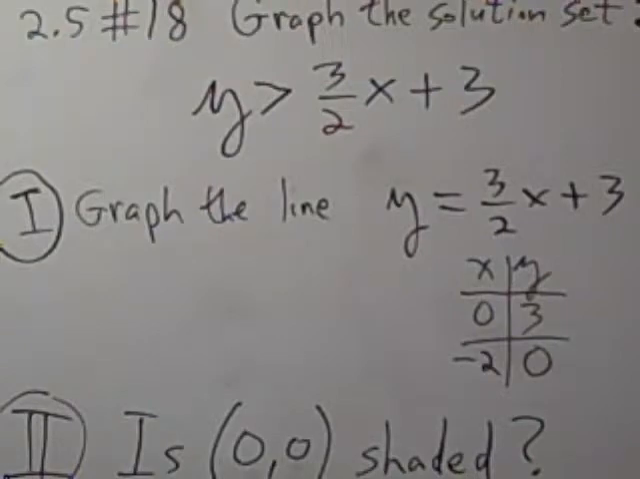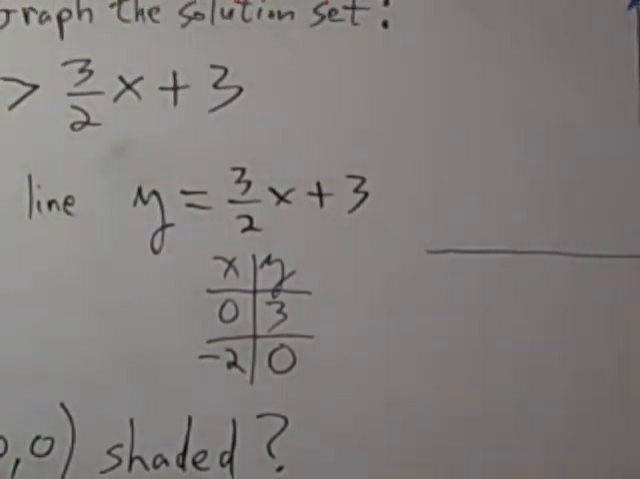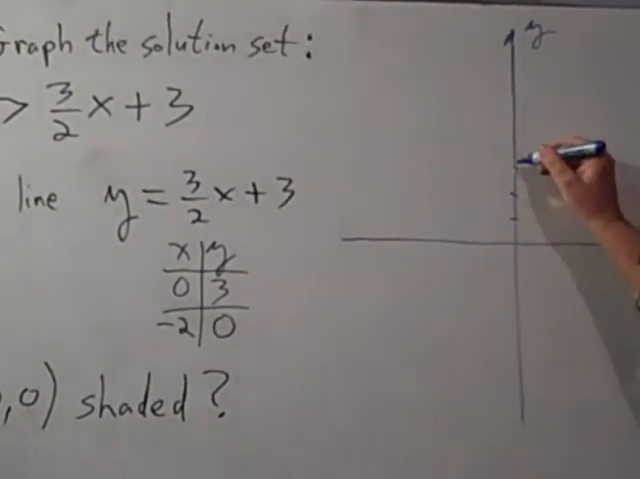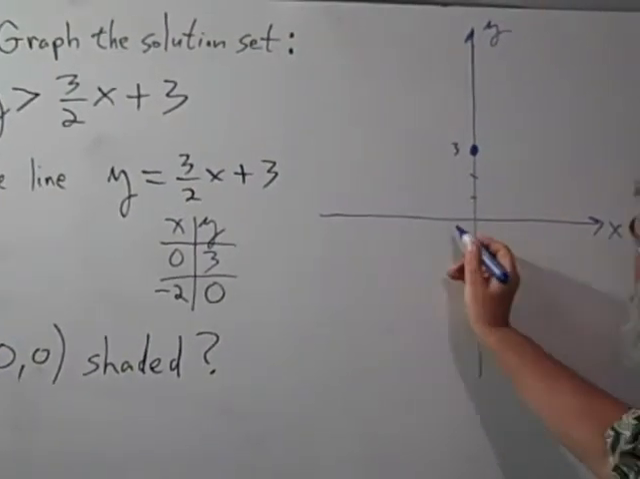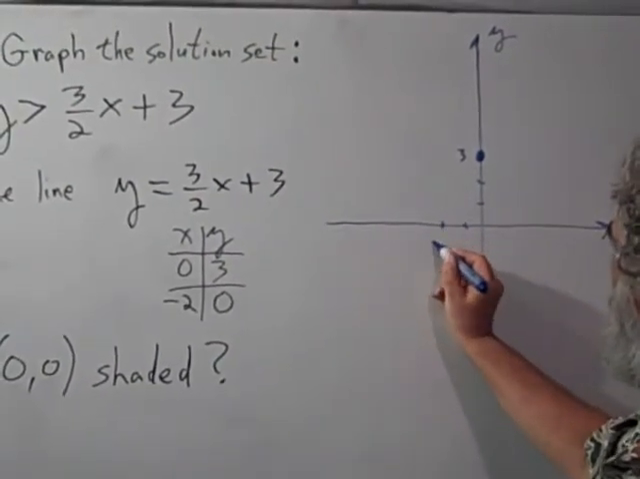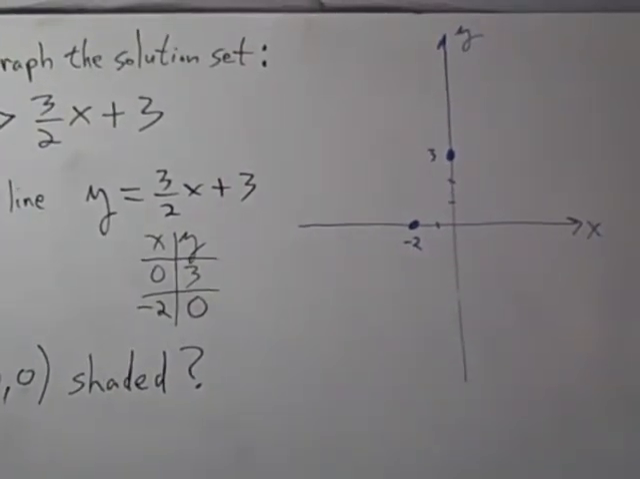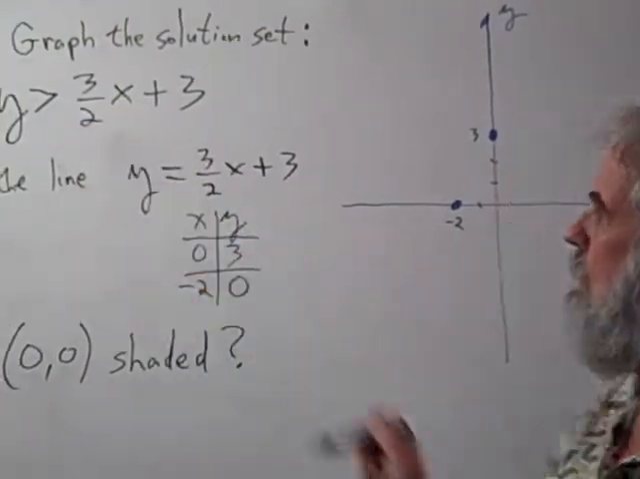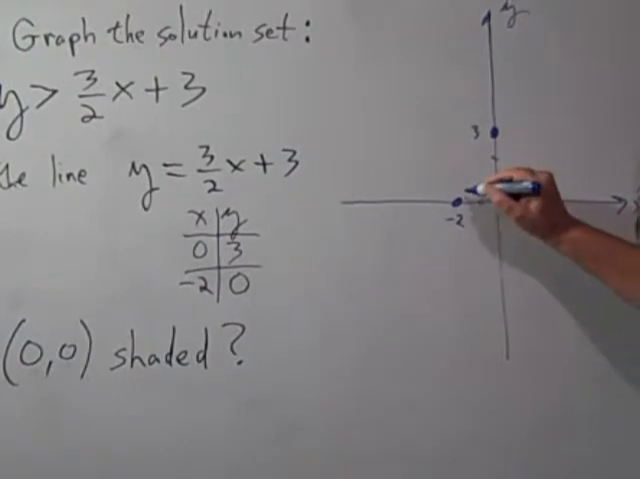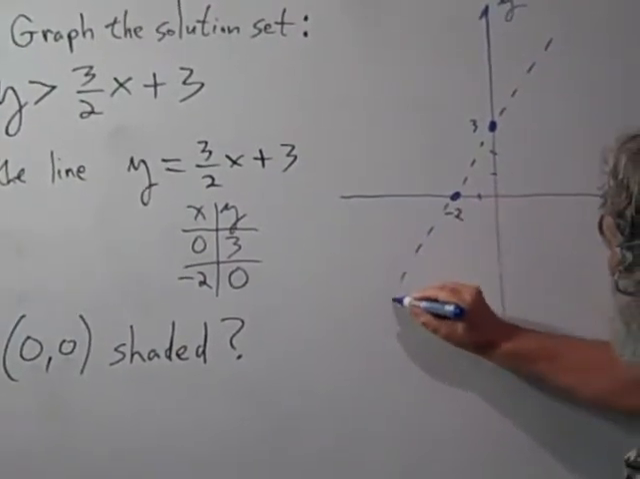So let's graph the line. There's the x-axis and the y-axis. The first point is the y-intercept at 1, 2, 3. There's the y-intercept at a height of 3. The x-intercept is at -2. So there's our x-intercept. And this time it's a dashed line because we don't have "or equal to" here. It's a strict inequality, so we do not include the points that are on this line. So there's the dashed line.